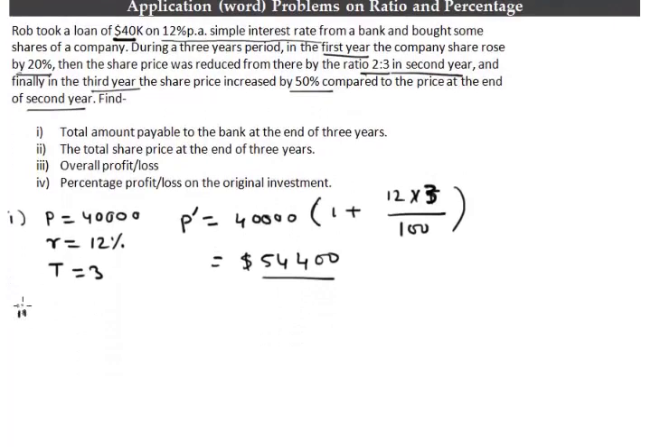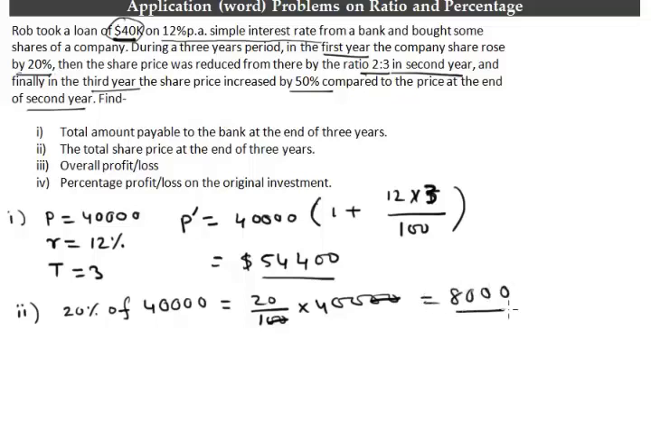Second question, the total share price at the end of 3 years. The initial share price is 40,000. During the 3 year period, in the first year, the company share rose 20%. So 20% of 40,000 is 20 divided by 100 times 40,000. So this 20 is gone, 2 times 4 is 8. So the share price rose 8,000.